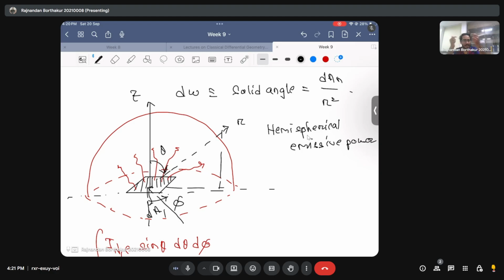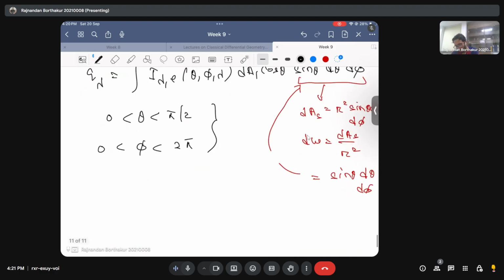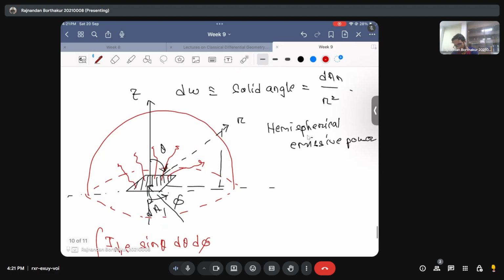So it's basically the angle that we'll get by revolving around the z-axis. In order to generate the entire hemisphere, you need to vary your theta from 0 to pi by 2, and you need to vary your phi from 0 to 2 pi. Because your theta needs to basically come from here to here, and at the same time your phi needs to go around this entire z-axis in order to generate a complete hemisphere.